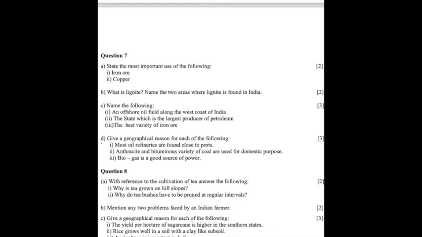Wait, I have another doubt. In the lignite thing, how is it found in Jammu and Kashmir? Isn't that anthracite?